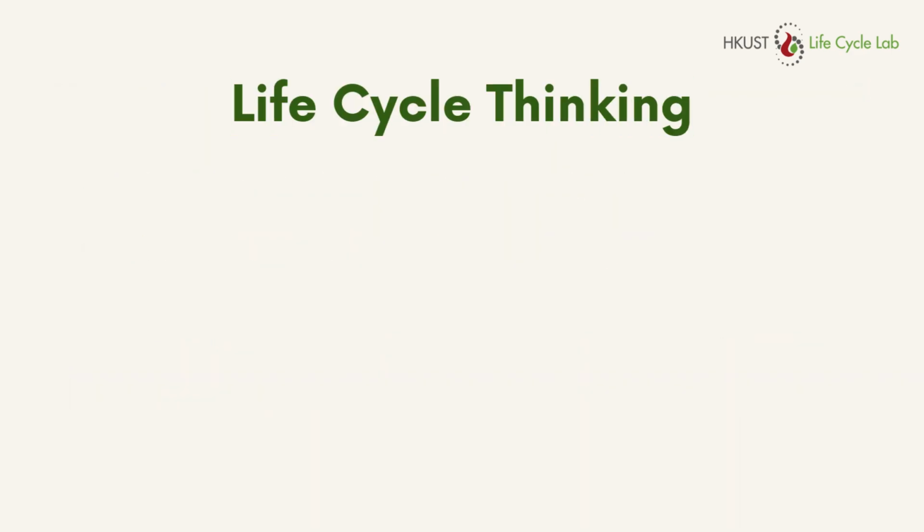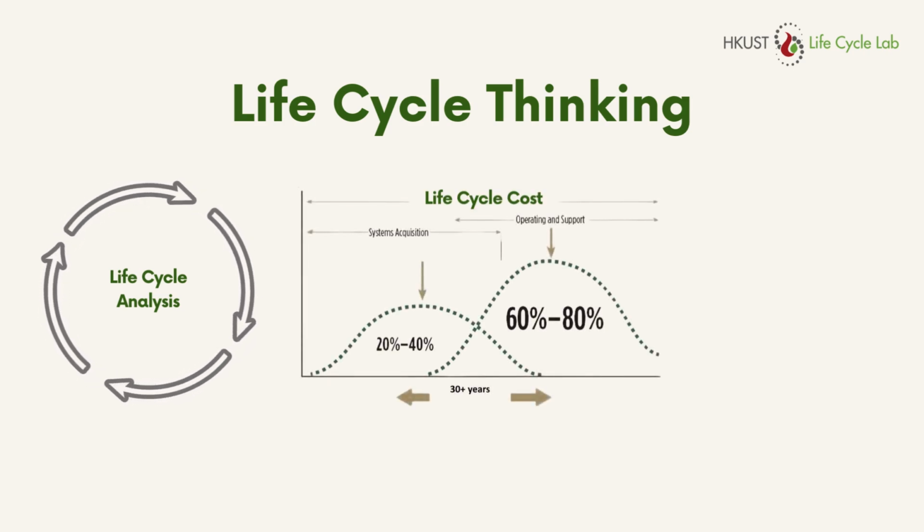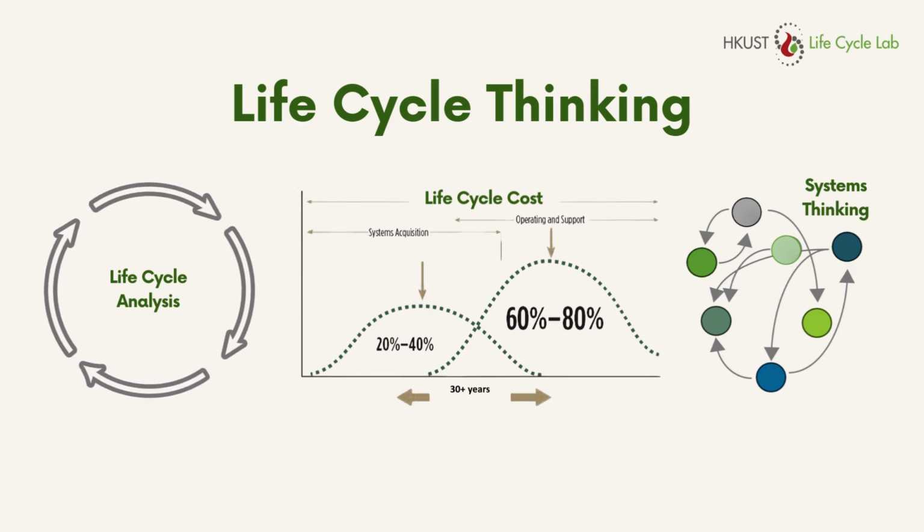In this module, we'll talk about three important concepts: life cycle analysis, to evaluate the environmental impact of a service or product throughout its entire life cycle; life cycle costing, to assess the total cost of a product or service over its entire lifetime; and system thinking, to understand how different elements within a system interact and influence each other. Together, these concepts form what we call life cycle thinking, which is a useful mindset tool to help you navigate your decision-making process. Let me use a simple example to explain what life cycle thinking is.